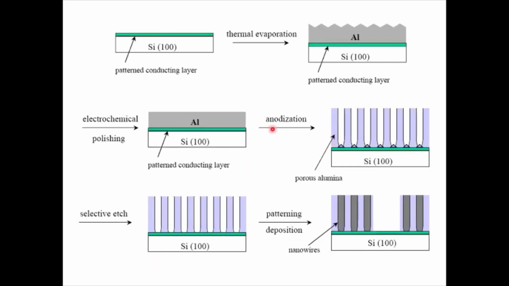Right, this is aluminum by thermal evaporation, and then the surface is polished using electrochemical polishing by anodization of this aluminum. Right, you get alumina pores, with selective etching, and then filling the proper material. You can get the nanowires, and then etch out whatever alumina is outside the pores. Right, you get freestanding nanowires.